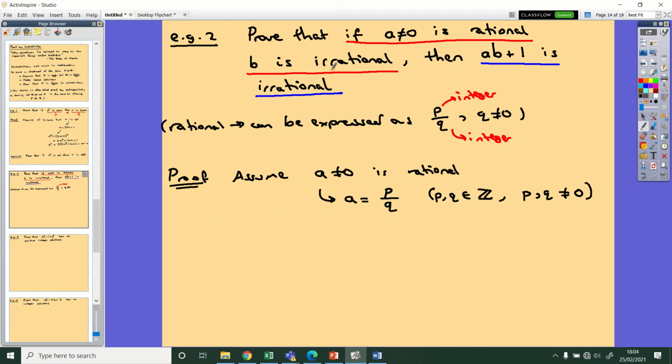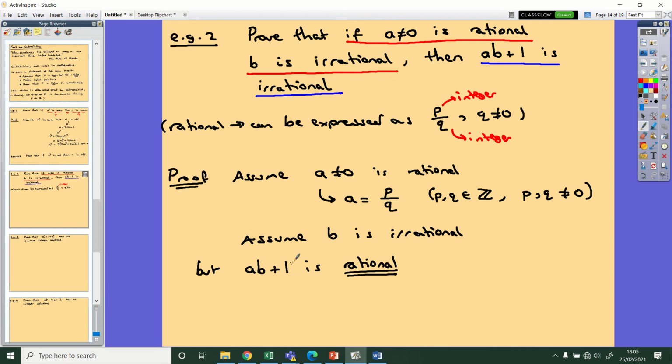We're also assuming that B is irrational. I'll put assume as well, because we're assuming it. There's no real way to write down an irrational number in a particular form. All we're saying is that it's not of this form here where we can write it as a fraction. So I'm going to leave it as that. But we're also going to assume that AB plus 1 is not irrational. We're negating our conclusion here.